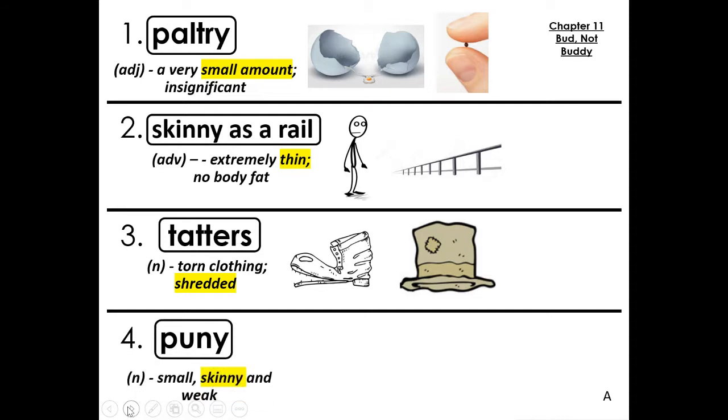Puny, that also describes Bud: small, skinny, and weak. Puny. So if you need to, push pause. Make sure you've written paltry, a small amount, skinny as a rail, thin, tatters, shredded, and puny, which means skinny. And next to all 4 of those, put B for Bud because these all describe Bud.